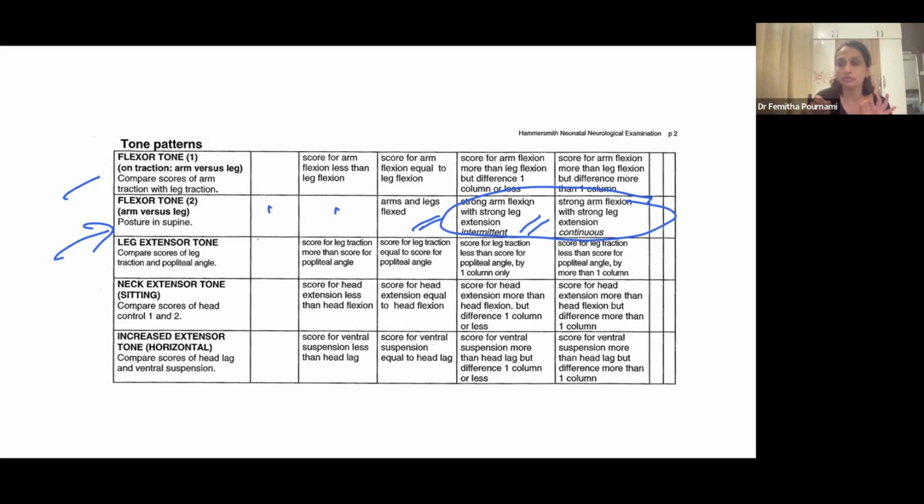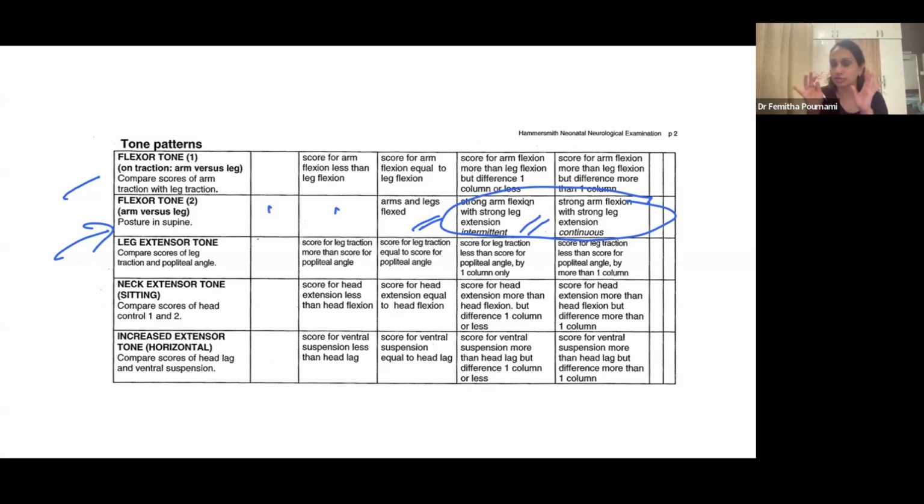Second rule is what? You do not want the passive tone to be much higher than the active tone. It's okay to be equal. It's okay to be one column better than the active tone maybe, because there's a lot of ambiguity in how you assess those things. So you don't want the passive tone components to be 2 columns to the right, that is more progressive or higher than the active tone component.